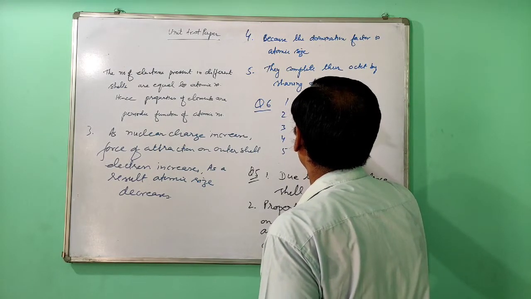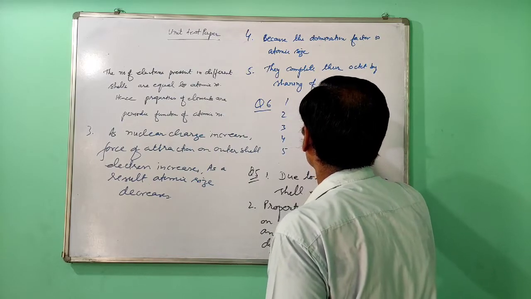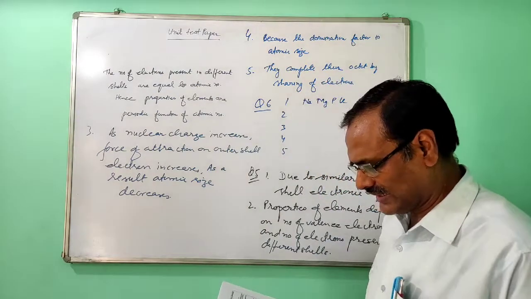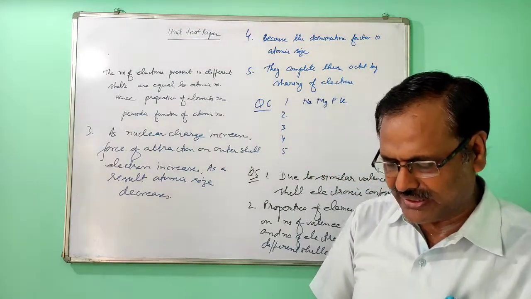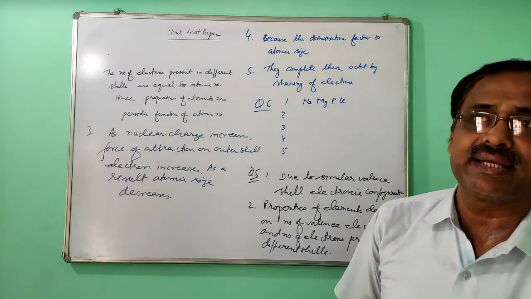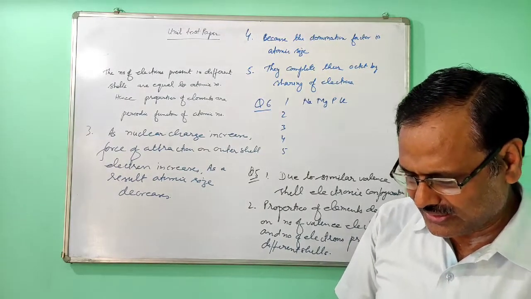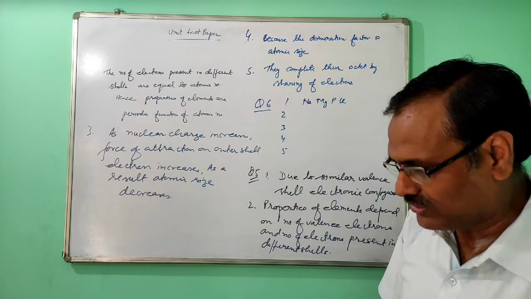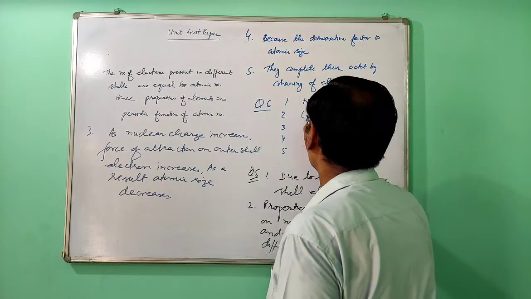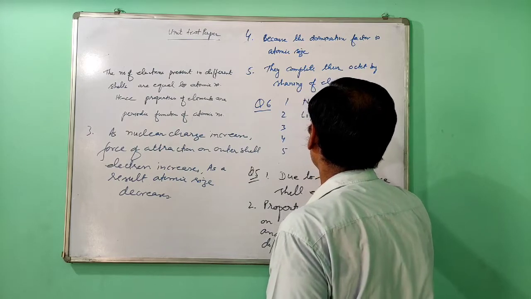Now the second one is in increasing order of electronegativity. They belong to the same period, and when you move in a period, electronegativity increases, so you can arrange: lithium, carbon, nitrogen, fluorine.